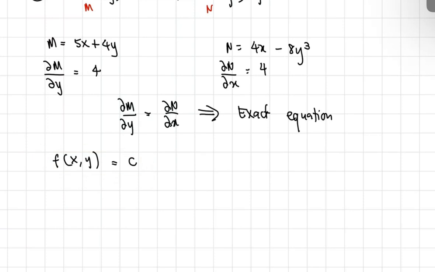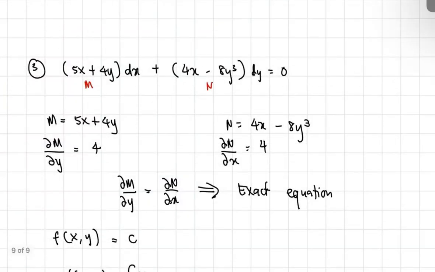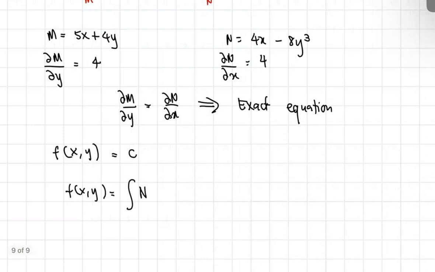To find the solution, we integrate M or N. In the first example, we did M. Now let's try N. If you think M is easy, you can try M. If you find that N is easy, you can try N. Both will give you the same answer. So now let's do N. f(x,y) equals the integral of N. Remember that N is with respect to y, so you need to integrate N with respect to y also, plus function A(x).